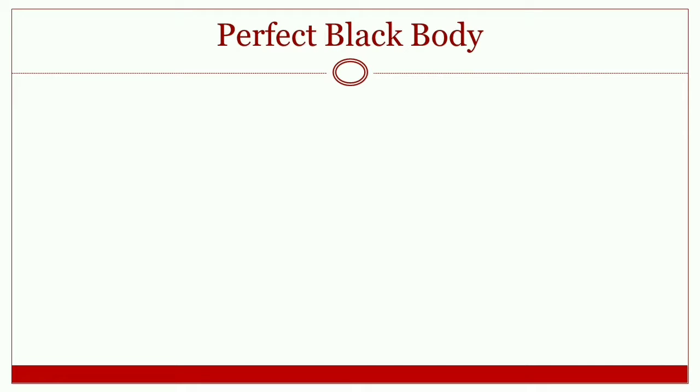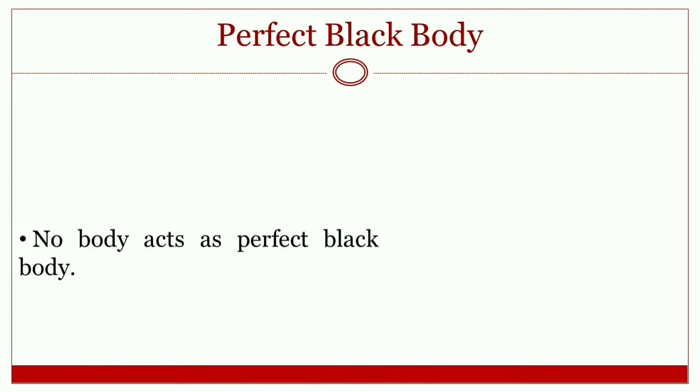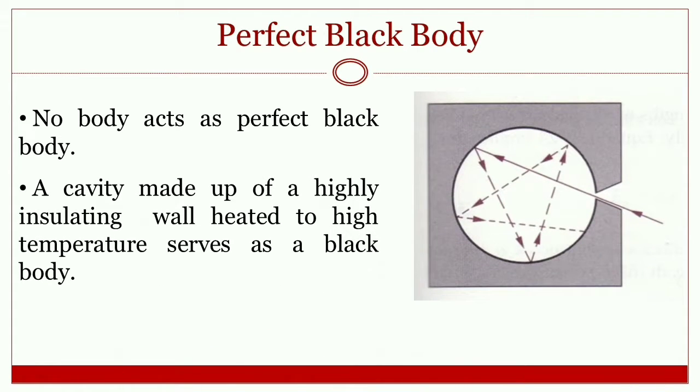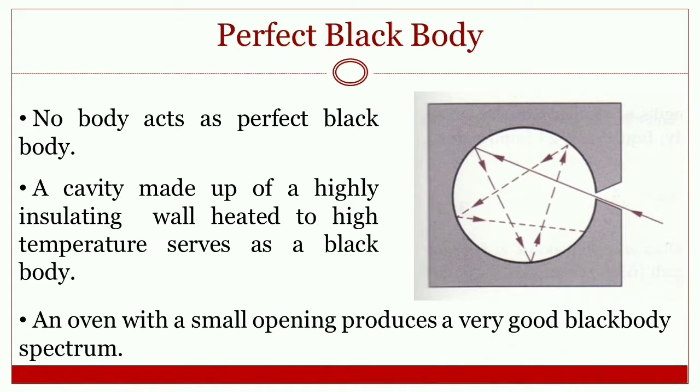Now we should know what a perfect blackbody is. In our universe, there is no such body which acts as a perfect blackbody. As shown in the picture, we can consider a cavity with highly insulating walls heated to high temperature as a blackbody. For example, an oven, as it has highly insulating walls, will act as a blackbody if there is a small opening.